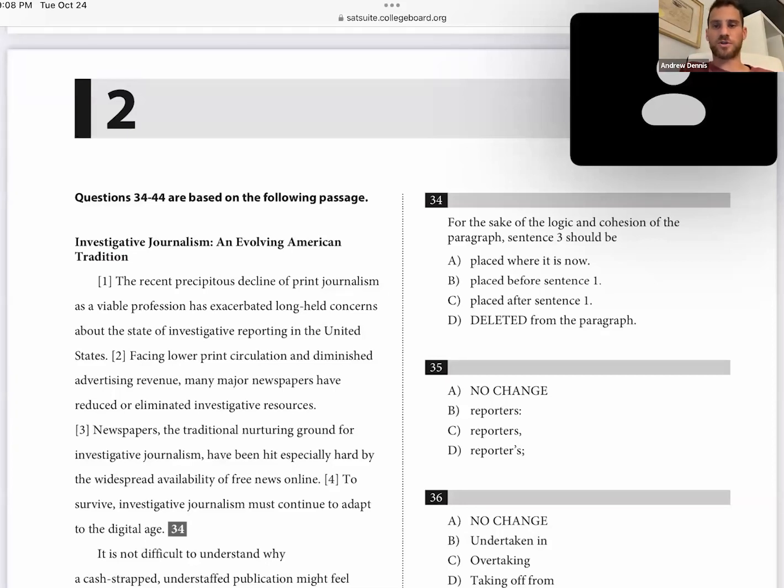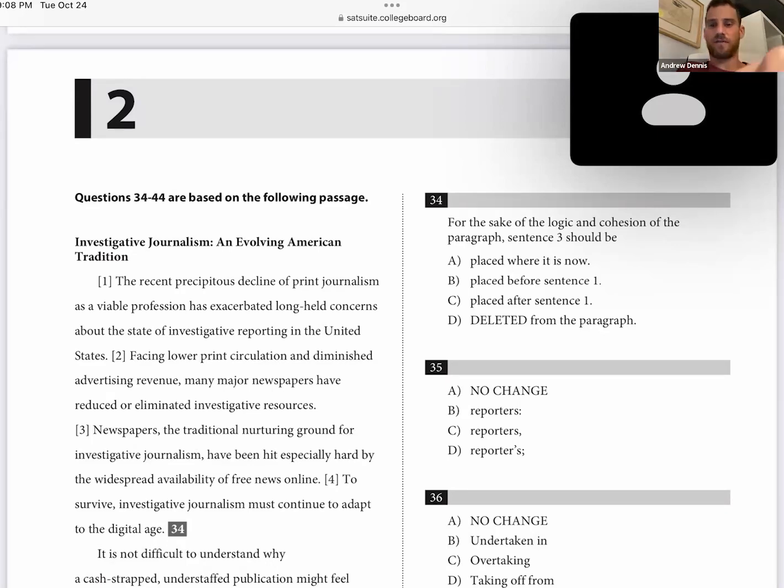Newspapers, the traditional nurturing ground for investigative journalism, have been hit especially hard by the widespread availability of free news online. Facing lower print circulation, diminished advertising revenue, many major newspapers have reduced or eliminated investigative resources. I do think that after sentence 1 is the most logical place for 34, but it's a tough question.